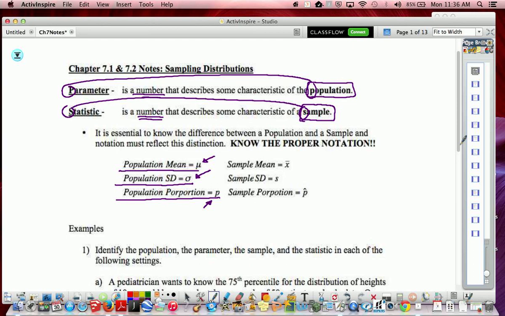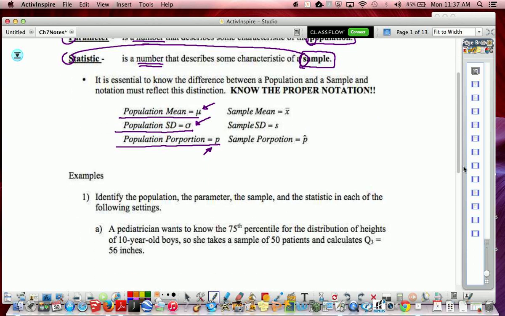So notice how the symbol notation changes when I talk about a sample mean. So I have x bar, sample standard deviation, lowercase s. Sample proportion, notice how you've got the hat on top of the p. So that's p hat, or a sample proportion. I put these ones down because these are the ones that we will use by far the most in this course.